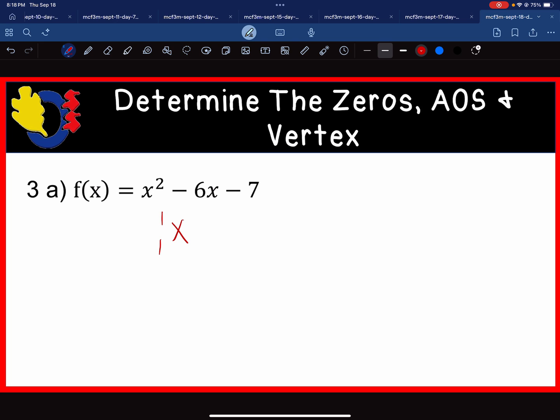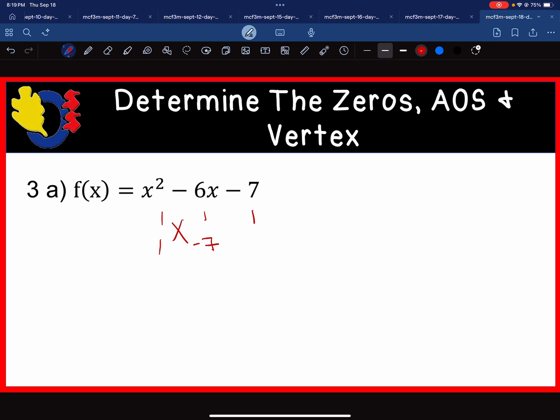And we need two numbers that will multiply to give us -7. So it's a prime number, so we have to have 1 and 7. And one of the numbers has to be negative because we need -7. And since I need -6 in the middle, I'm going to go with -7 and a +1.